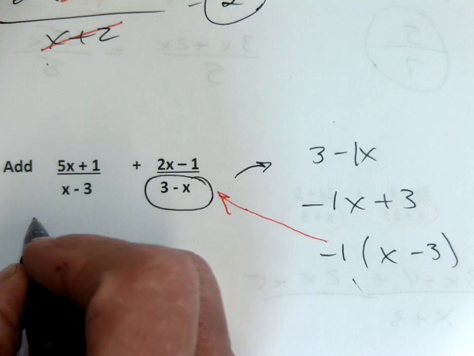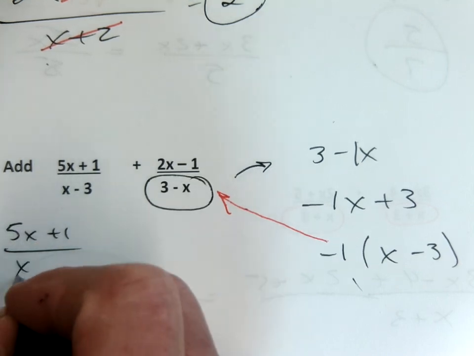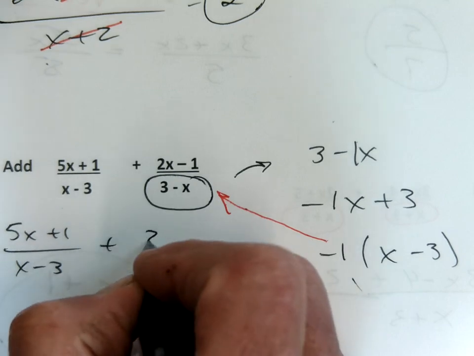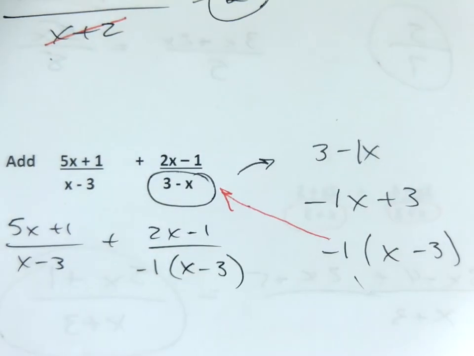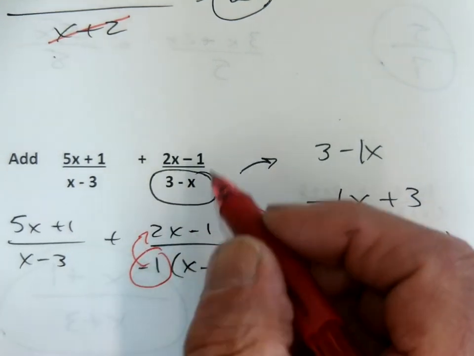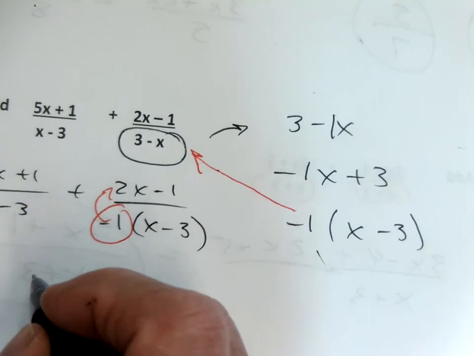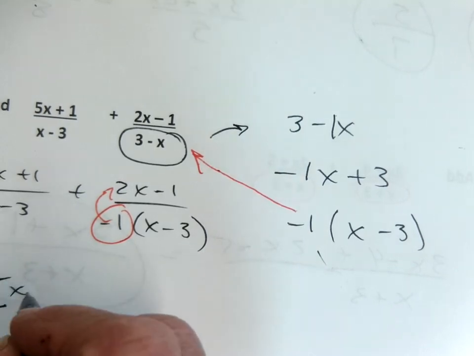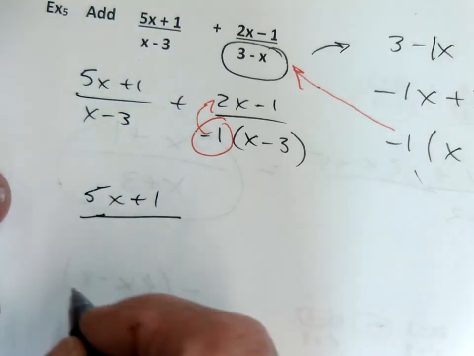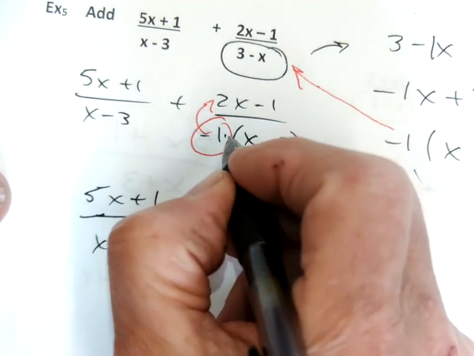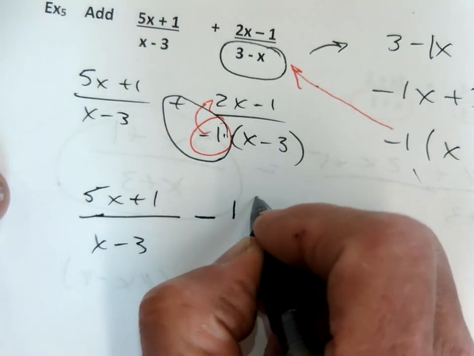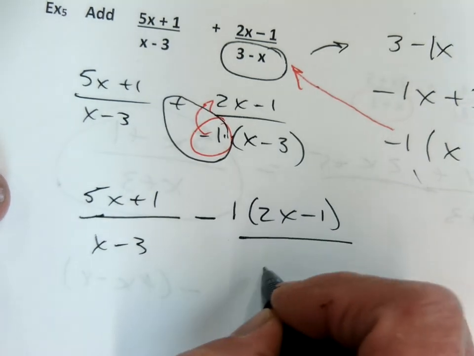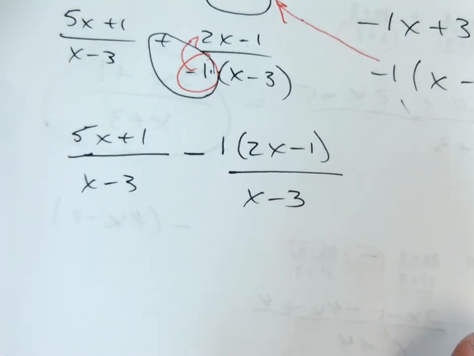Okay, so let's see what I have. I've got 5x plus 1 over x minus 3, and then plus 2x minus 1 over negative 1 times x minus 3, okay? Now, I don't quite have the common denominator yet, but what I'll do is bring the negative 1 up, because I can do that. And I'll rewrite this as 5x plus 1 over x minus 3, and then I'll make that a subtraction: minus 1 times 2x minus 1 over my x minus 3. A little bit harder, but we can do this, okay?